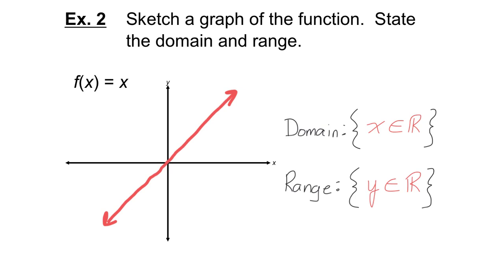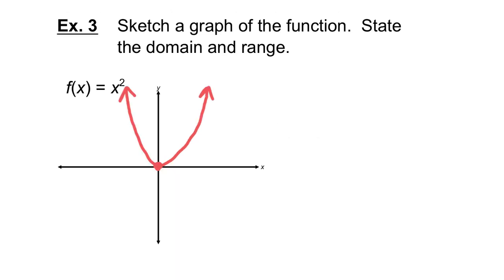So we're going to write the range in a similar way to what we did for the domain, except we're talking about what y can be, not x this time. So y is an element of the real numbers. Y can be any real number. There's no limits on what it can and cannot be. It can be anything.